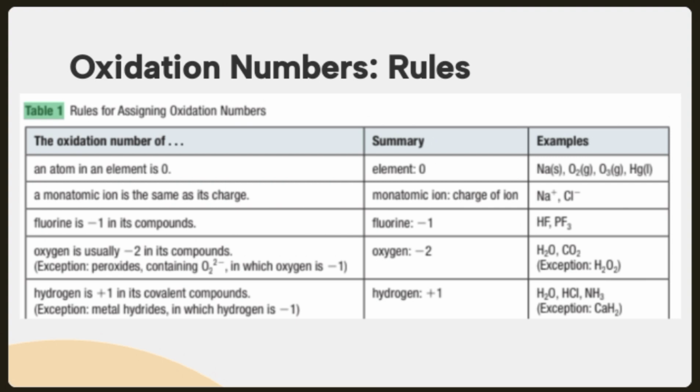Now let's move on to the final rule. Hydrogen is +1 in its covalent compounds except in metal hydrides. Hydrogen has an oxidation number of +1 in most of its compounds, especially in covalent bonds with nonmetals. However, when hydrogen forms metal hydrides, or compounds with metals, its oxidation number becomes -1. Here are some examples. In water, H2O, the oxidation number of hydrogen is +1. However, in calcium hydride, CaH2, the oxidation number of hydrogen becomes -1.